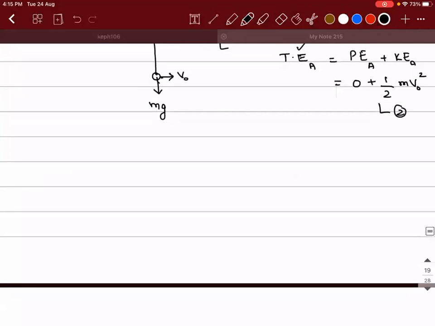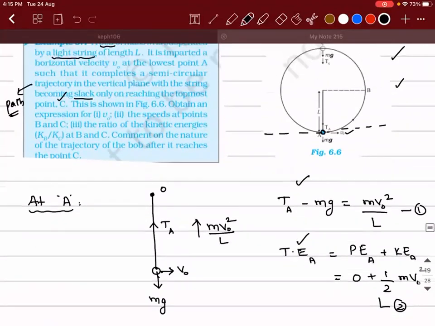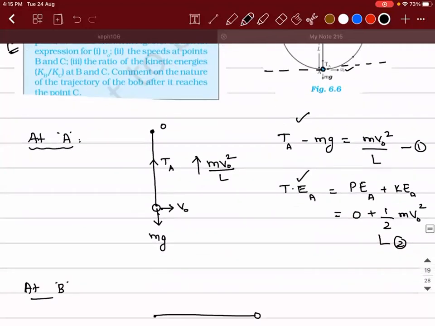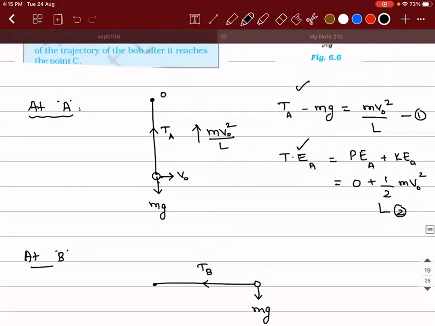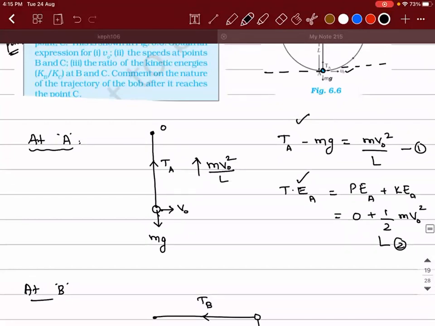Now listen. At B, the string will be like this. It's going to be horizontal. So in this case, the tension at B will be in the leftward direction. Mg will be in this direction. If you observe one important point, I didn't take the tension of the string to be the same everywhere, because the value of tension that is coming to the picture depends on the action that is acting on the string.